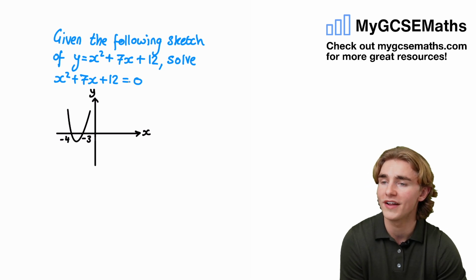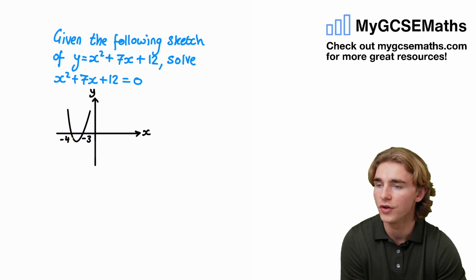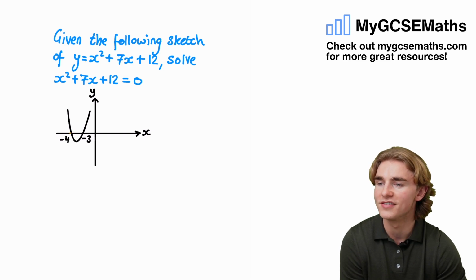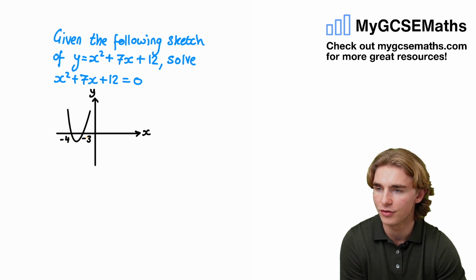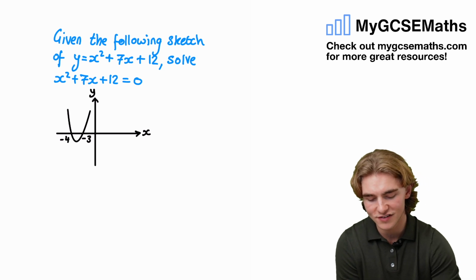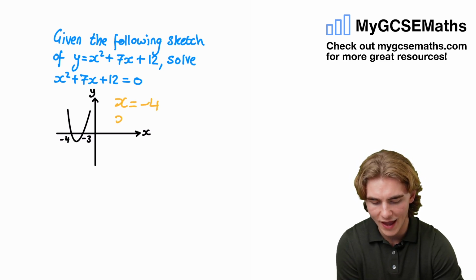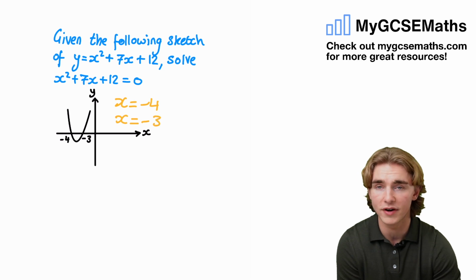To solve this quadratic, guys, we can simply take the x-intercepts of the quadratic down here. We've simply swapped the y for 0, so we want the values of x when y is equal to 0. We can see from the diagram that when y is equal to 0, when we're 0 units up or down, the values of x are -4 and -3. So the solutions to this are going to be x equals -4 or x equals -3.